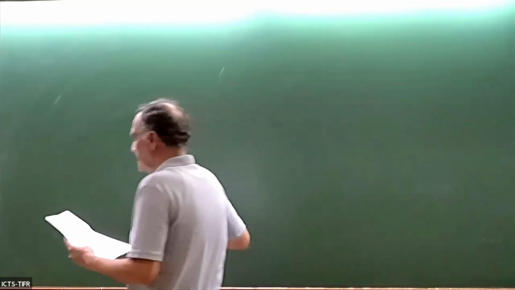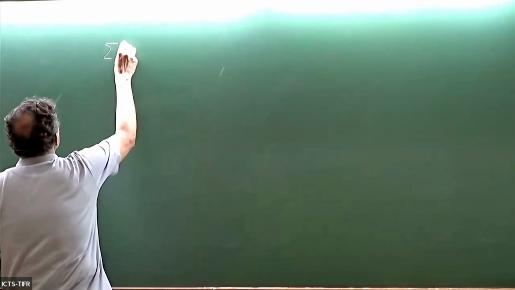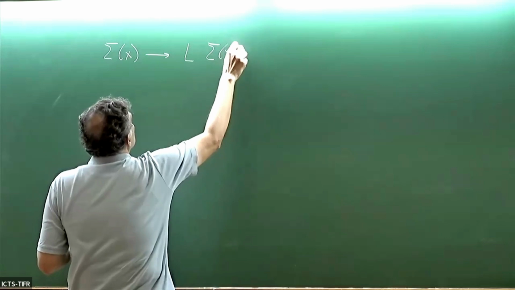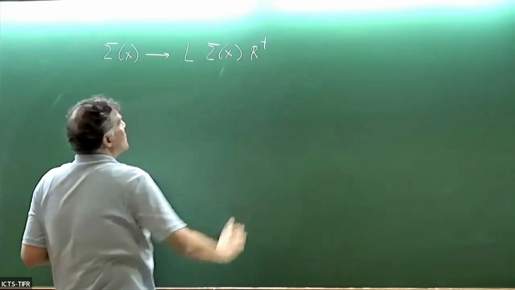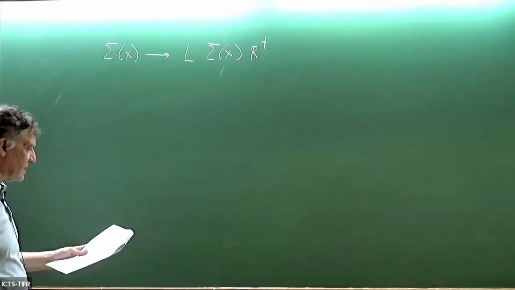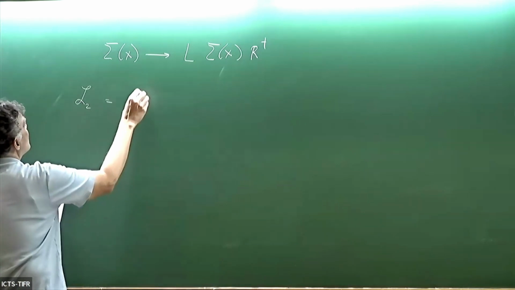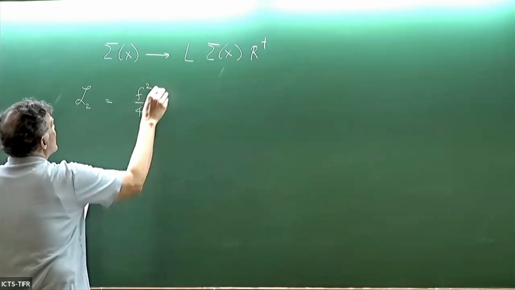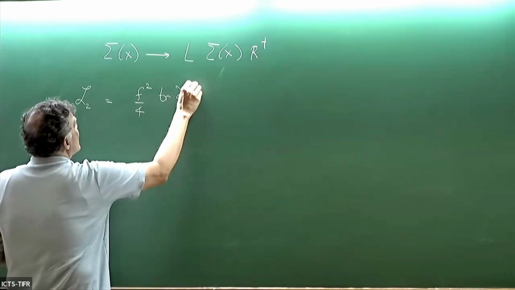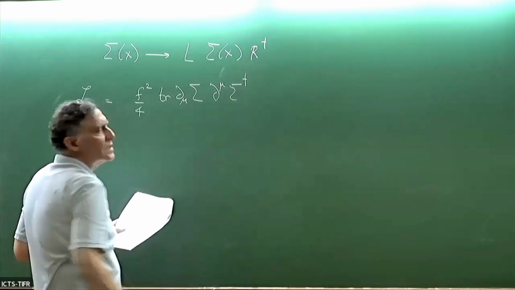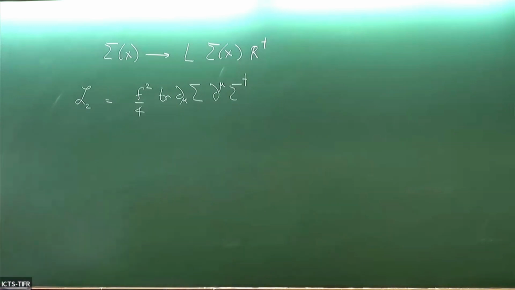Okay, so we had in the morning introduced this field, which transforms like this under the SU(3) cross SU(3) symmetry, and we saw that the Lagrangian at order p squared was f squared over 4 trace of d_mu sigma dagger d_mu sigma. Okay, so this is called the order p squared Lagrangian.